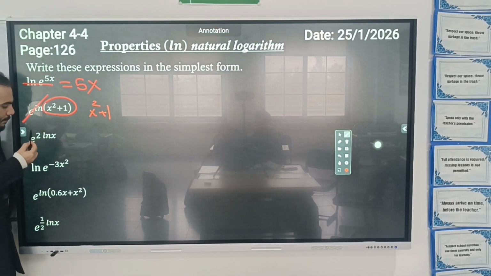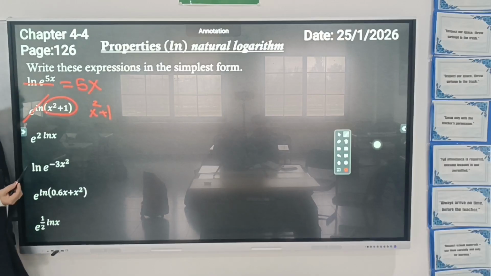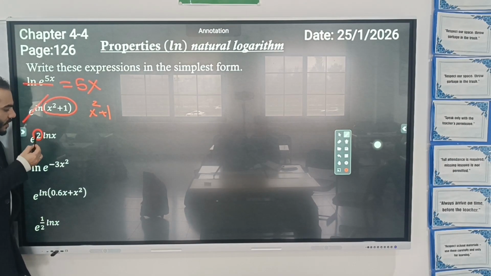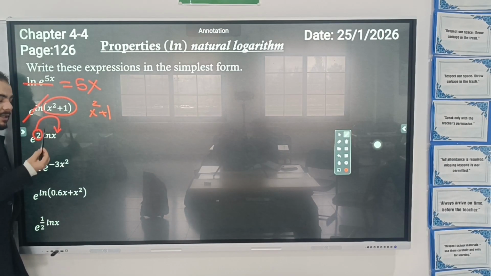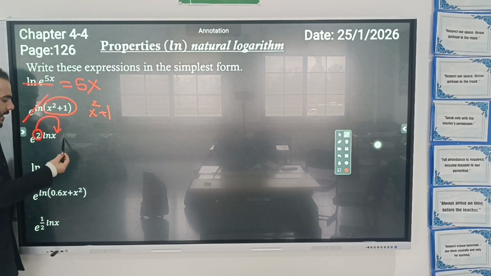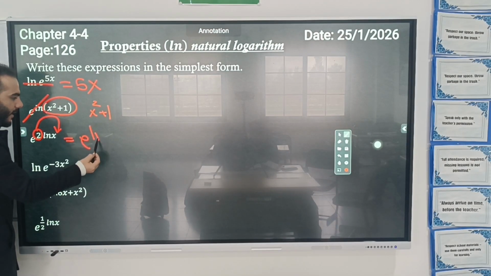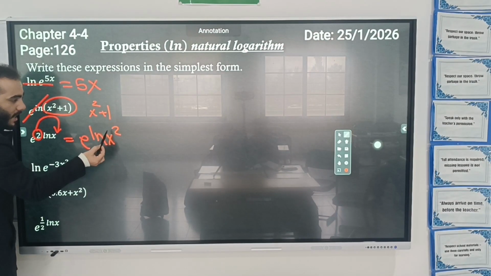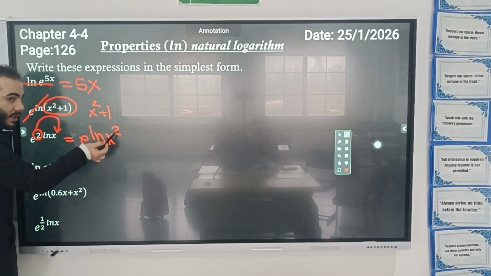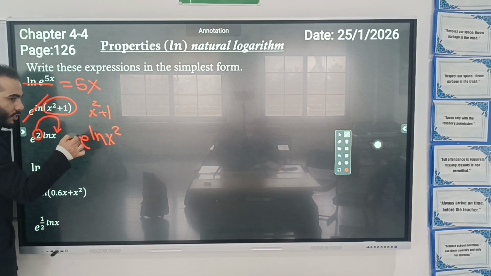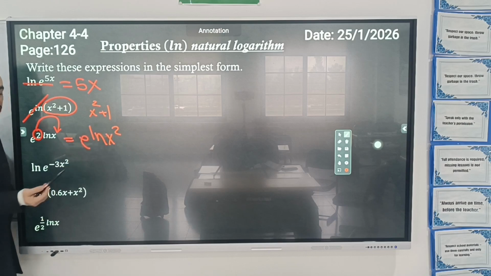Be careful. Between e and ln, there is something. Well, there is a number. This number is supposed to be here in the exponent part. So basically, it equals e powered by ln x powered by 2. Originally this 2 was here, but it came here. So we need to bring it back to its own place.